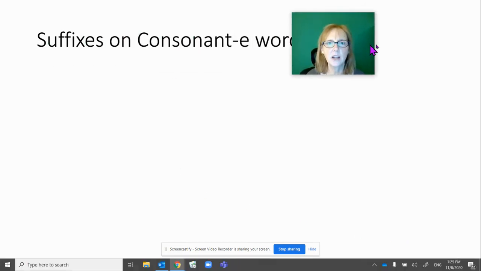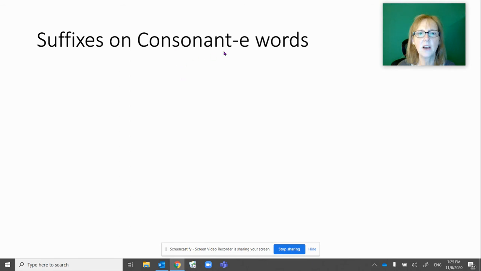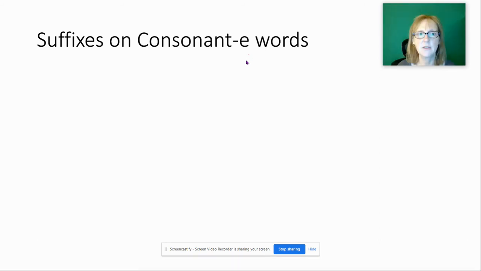And then we're going to talk just a little bit about suffixes on consonant-E words. So this is words that end in a consonant and then the silent E at the end. So let's do that now.